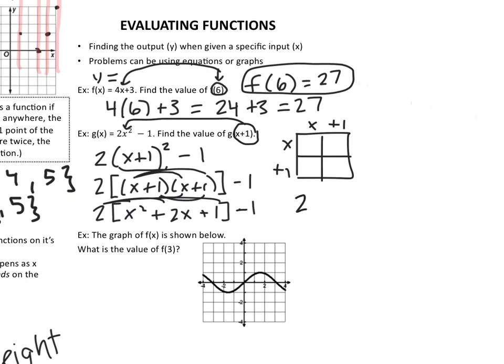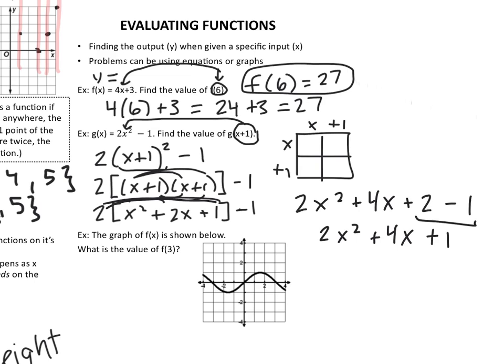But we're going to get 2x squared. Then we have 2 times 2x, so plus 4x. We have 2 times 1, so plus 2. And then that minus 1 in the end. These are like terms, so when you simplify all of that, you should get 2x squared plus 4x plus 1. And so, again, that is your whole value for g of x plus 1. You take that x plus 1 and plug it in exactly where your x value is. So that's evaluating functions, for when you're given an actual equation.